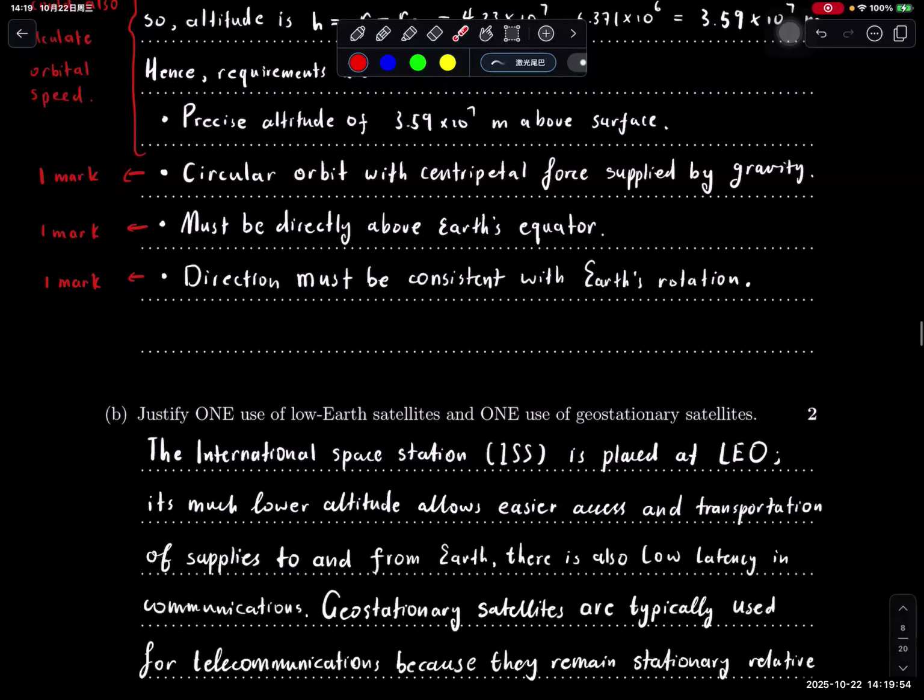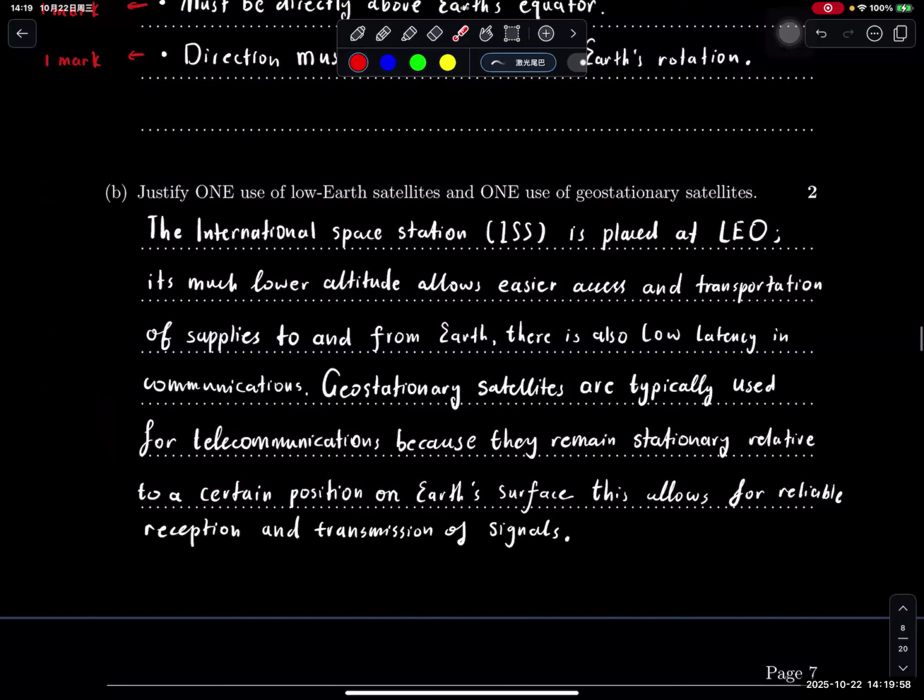Question B. Justify one use of low Earth orbit satellites and one use of geostationary satellites. The International Space Station is one use of low Earth orbit. It is at a lower altitude so people can get on and get off. It makes transportation very easy because it's closer.